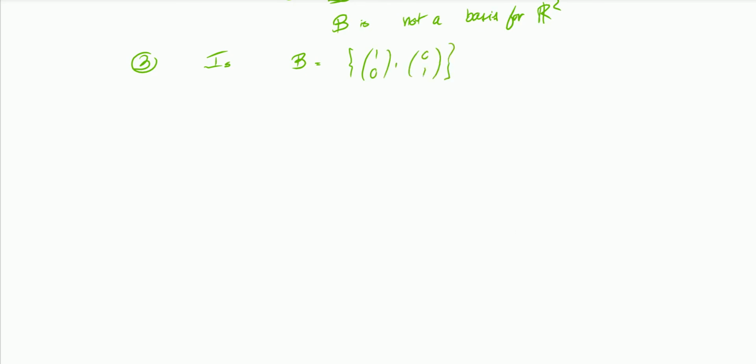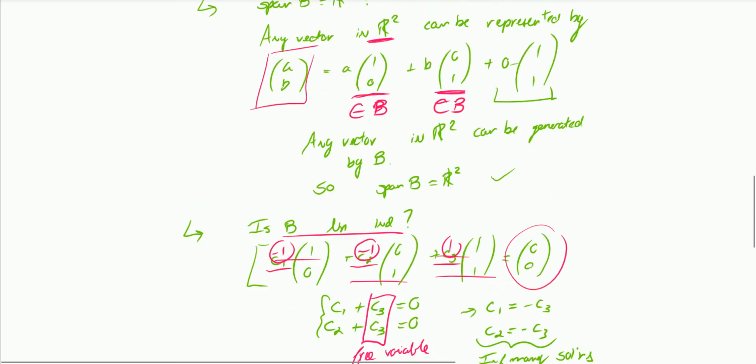Is B equal (1, 0), (0, 1) a basis of R2? Okay, so I want to check if (1, 0), (0, 1) is a basis of R2. Well, what do I do first? I check if the span of B is equal to R2.